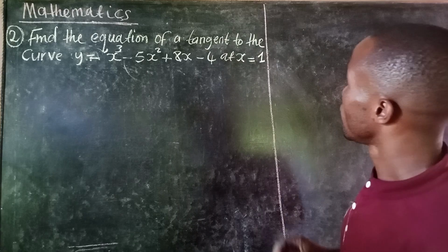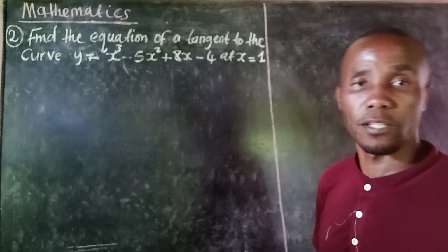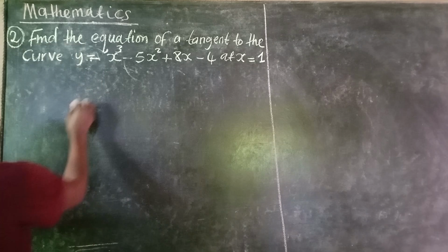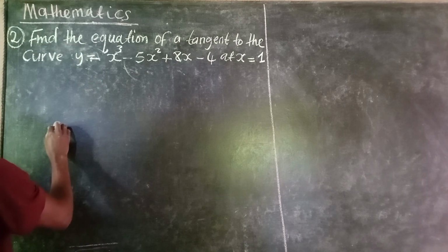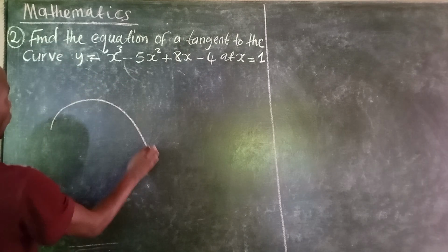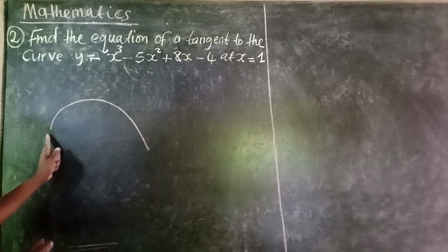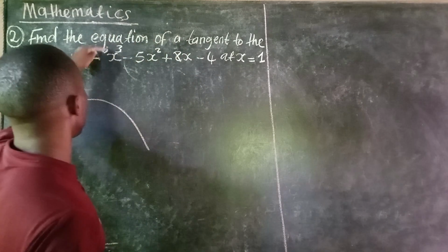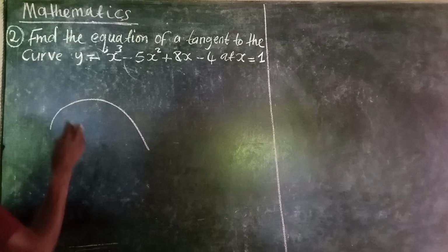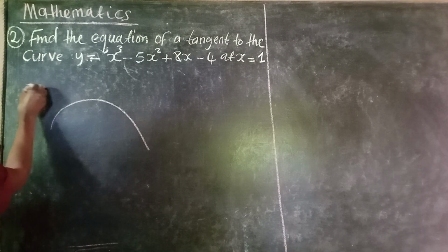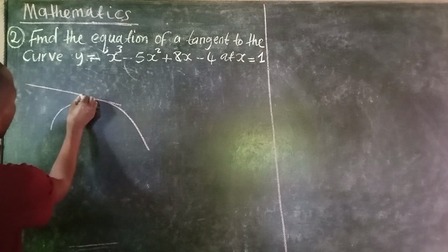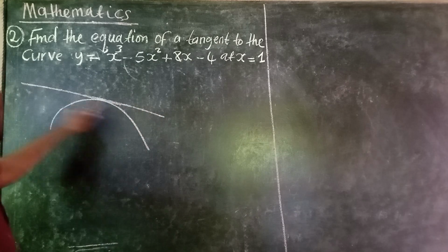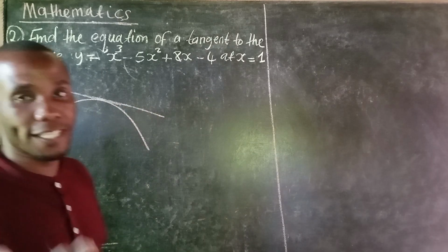Now, let me give you a practical scenario of a tangent. The curve that you are given, assume this is the curve. To the curve, there is usually a line that touches the curve like this. This line is the one which is called a tangent line.